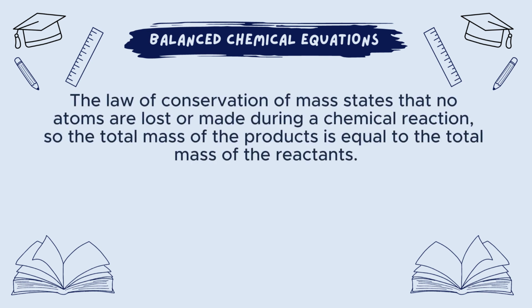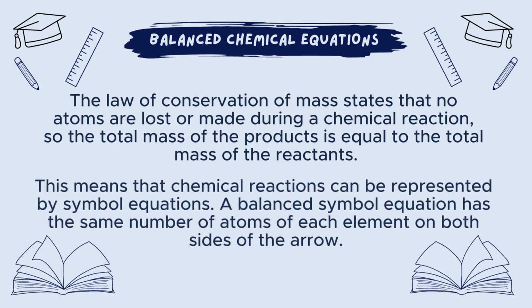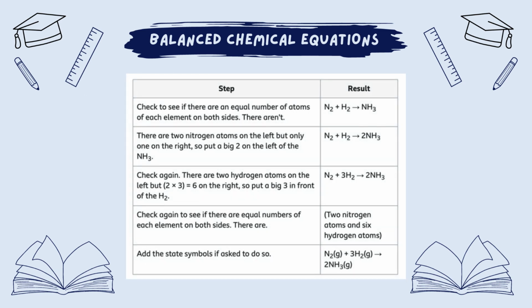The law of conservation of mass states that no atoms are lost or made during a chemical reaction, so the total mass of the products is equal to the total mass of the reactants. This means that chemical reactions can be represented by symbol equations. A balanced symbol equation has the same number of atoms of each element on both sides of the arrow. Now look at the step-by-step guide on how to balance equations.